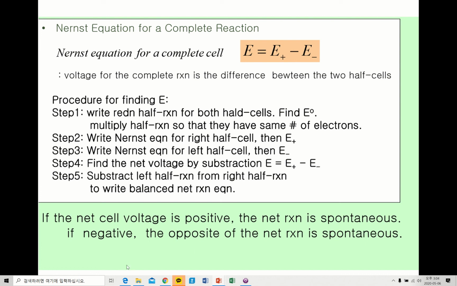Find the net voltage by subtraction: subtract the left half reaction from the right half reaction. Then write the balanced net reaction. And if the calculated E is positive, the net reaction is spontaneous. If it is a negative sign, the reaction is not spontaneous, it's non-spontaneous.